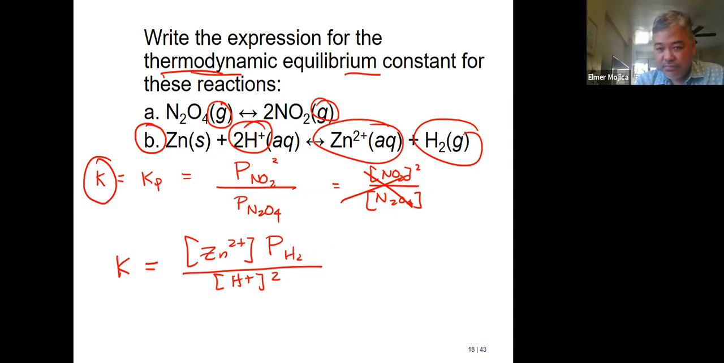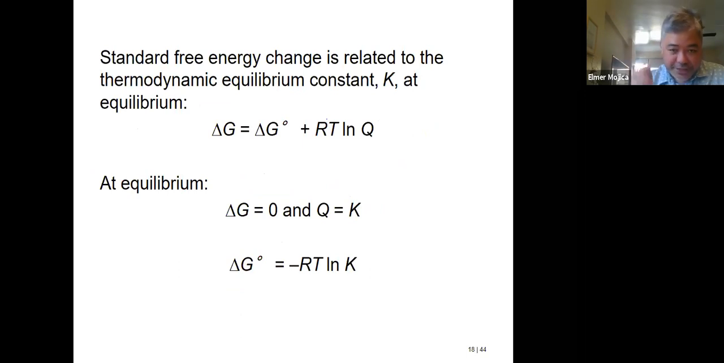And the next thing that we're going to do is relate delta G with the K that we have learned. So how are we going to relate delta G with K?